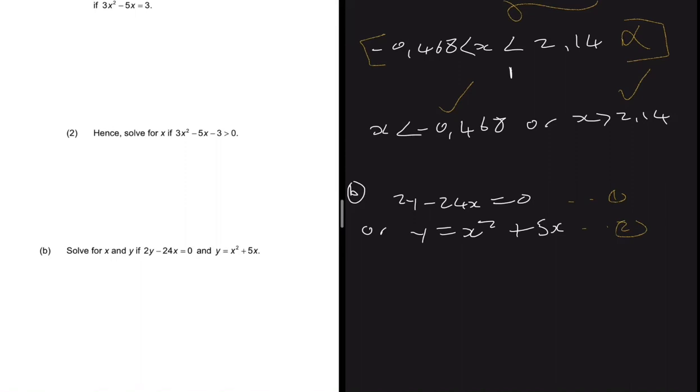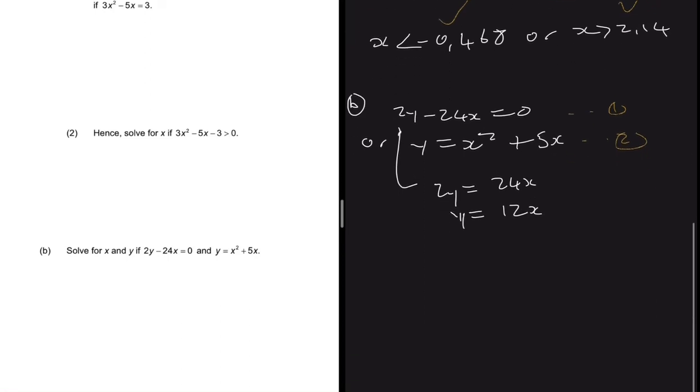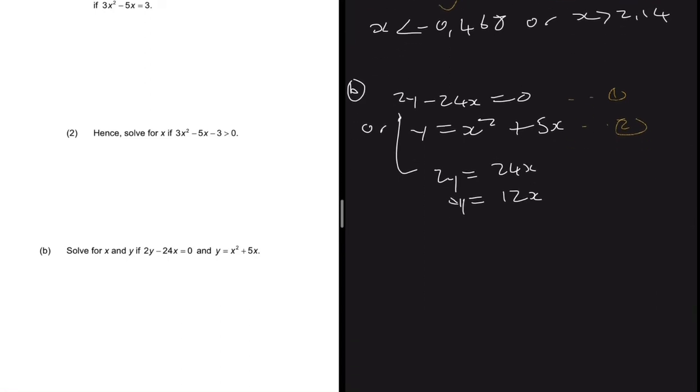x squared. So the plan is to make y the subject of the formula on equation 1, or make x. But in this instance, I'm going to choose to make y the subject of the formula, because if I make x, then I'm going to have a fraction when I divide 2 by 24, right? So from equation 1, I'm going to get 2y equals 24x, and then I divide both sides by 2, I get y equals 12x.